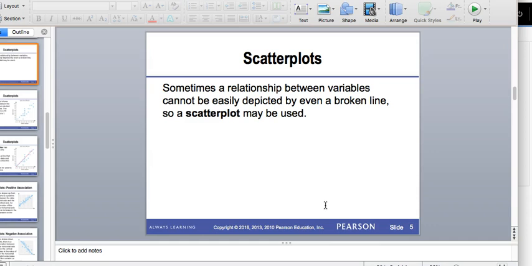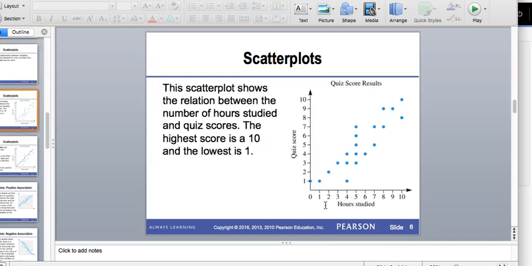And so it says sometimes a relationship between variables cannot be easily depicted by even a broken line, so a scatter plot may be used. Here we have many data points, and we see that there is a trend. It says this scatter plot shows the relation between the number of hours studied and the quiz scores. The highest score is a 10 and the lowest score is a 1. So when I look at this, it's obvious to read this graph and see that the more hours the student studied, the higher the quiz score was, and that depicts for us a positive relationship between the hours studied and the score gained on the quiz, and that's what scatter plots can do for us.